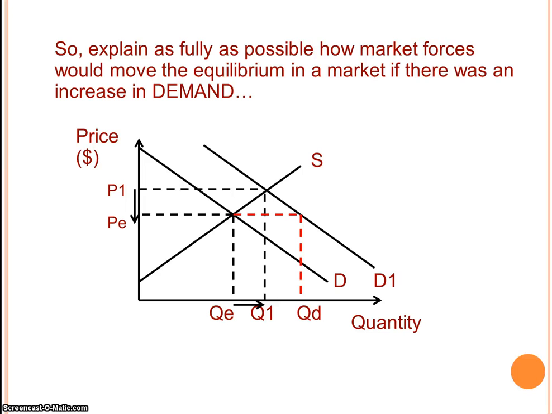So here's a job for you. Have a look at this example. Explain as fully as you can how market forces would move the equilibrium in a market if there was an increase in demand. I've done part of the graph for you, so go. How would you explain that?